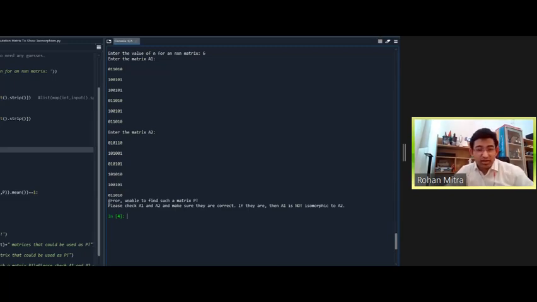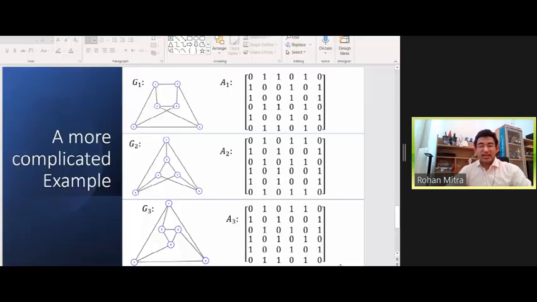Notice this. It says error, unable to compute such a matrix P. Please check A1 and A2 and make sure they are correct, right? So obviously every program is only as good as the user's input, so I've asked the user to make sure that they are correct. If they are, then A1 is not isomorphic to A2, because I could not find such a matrix P such that PA1 is equal to A2P, right? And that's exactly what my program does.